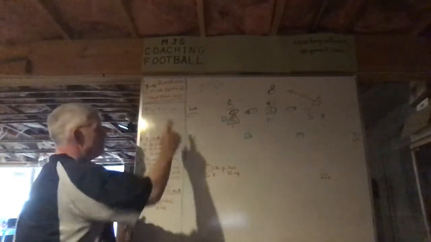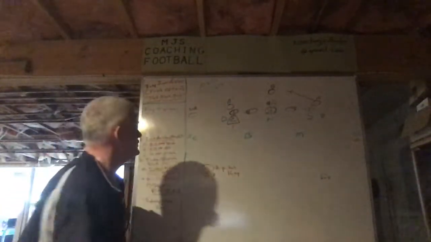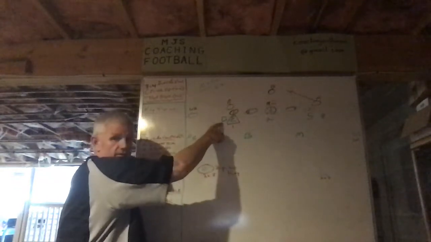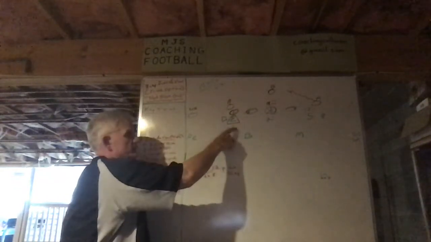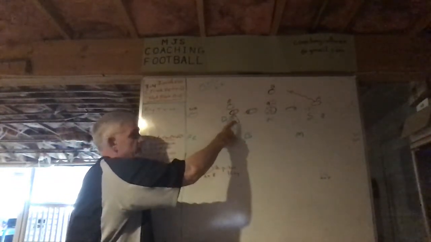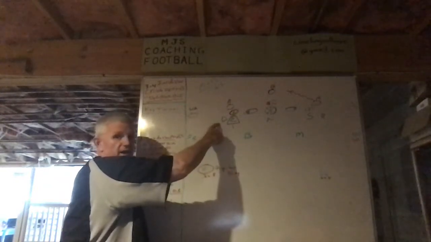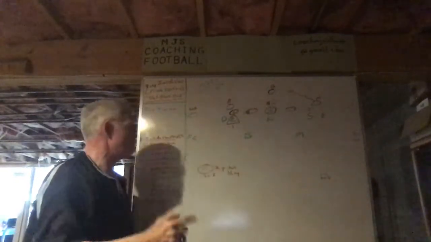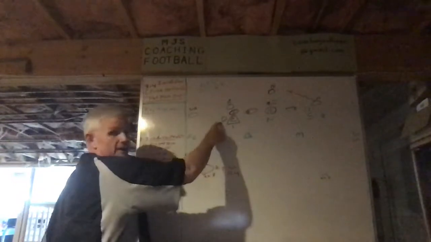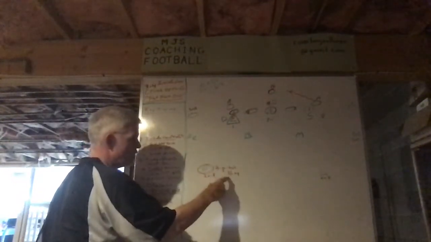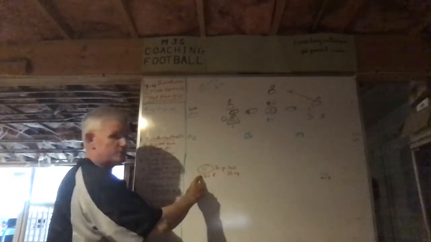The play side slot block for this presentation is he's going to seal or cut the outside linebacker. So the dive key is number 1. Typically, the next guy outside is number 2. But since they're blocking him, number 2, or the pitch key, becomes the safety.